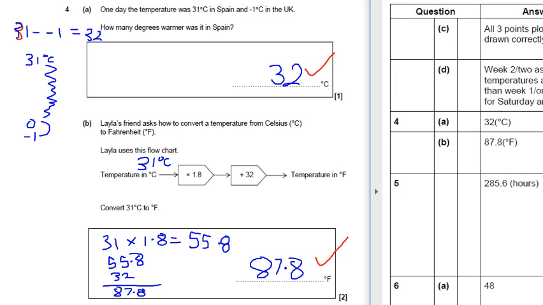I was wondering here if we should round. I was very tempted to write 88 Fahrenheit. Good job I didn't, because yes, if we wrote 88, we might have lost a mark.